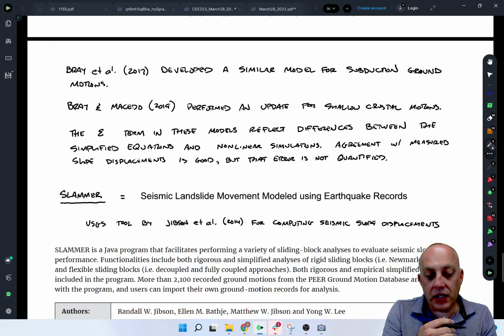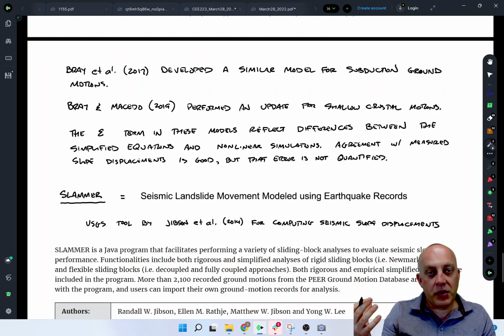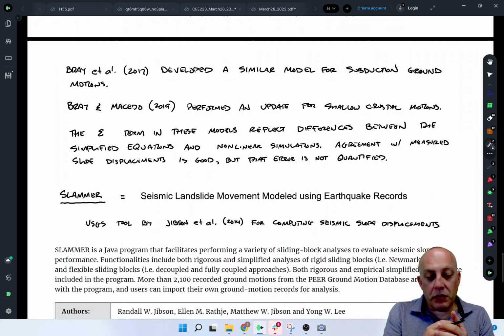So an important point with these models is that the error term, that epsilon, really quantifies the difference between one kind of analysis, which is a nonlinear stick-slip analysis, and these simplified equations. It's not an overall quantification of all of the error, right? Because the stick-slip model might not match perfectly the reality at a particular site either. Although they did show that their approach agrees reasonably well with measured slope displacements. So this epsilon is really a modeling error term, not an overall error term.